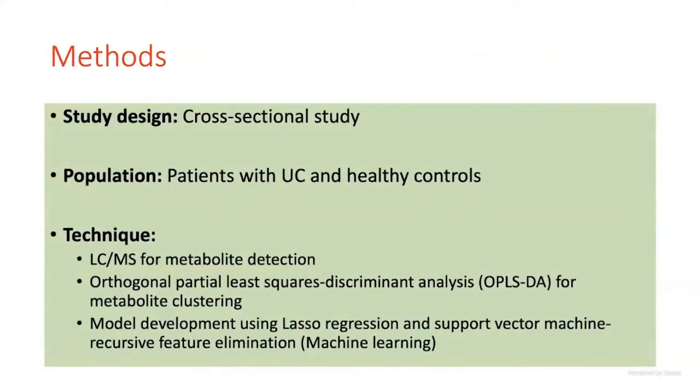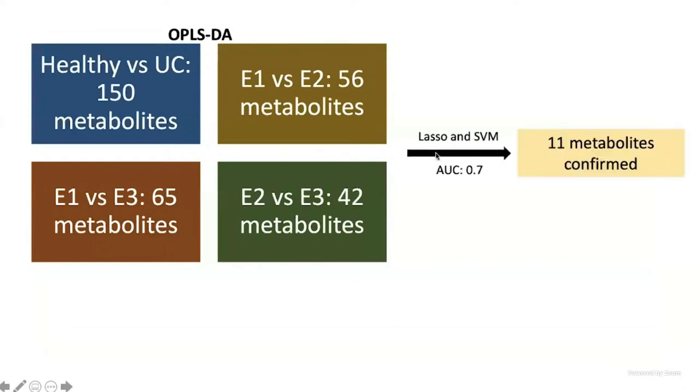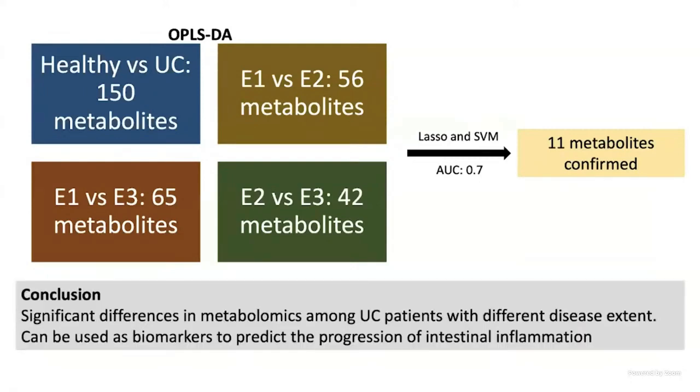So again, a cross-sectional study, including patients with ulcerative colitis and healthy controls. This study also used the LCMS technique for the metabolite detection, and again discriminant analysis for metabolite clustering, and the machine learning tools used were lasso regression and support vector machine feature elimination. On the OPLS discriminant analysis, there were metabolites which were different between healthy and ulcerative colitis, E1 versus E2 disease, E1 versus E3 disease, and E2 versus E3 disease. On application of machine learning algorithms, 11 metabolites were confirmed with an AUC of 0.7. So there were significant differences in the metabolomics among UC patients with different disease extent, which could be used as biomarkers to predict this population.